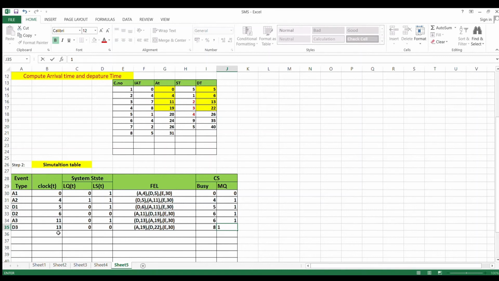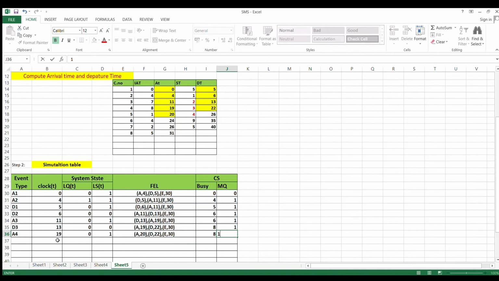So next minimum is 19. Advance the clock to 19. Event type is arrival. So I will write A4. No customer in the queue. One customer, A4, moves to service. Removed the arrival, which means add the next arrival 20. So write A20, D22, E30. So calculate the busy time. Again, all the customers came and went out. Now A4 is a new customer to the system. Then write the previous busy value. Okay, maximum Q is 1.